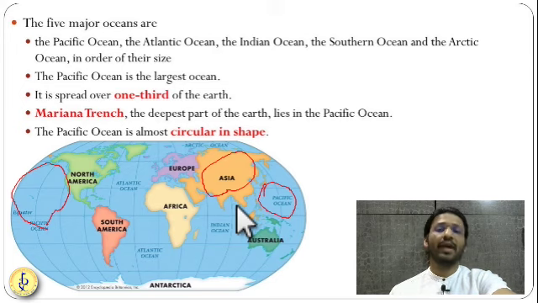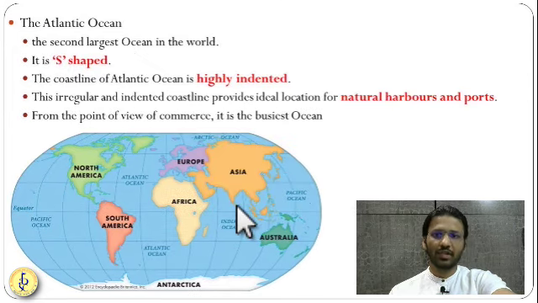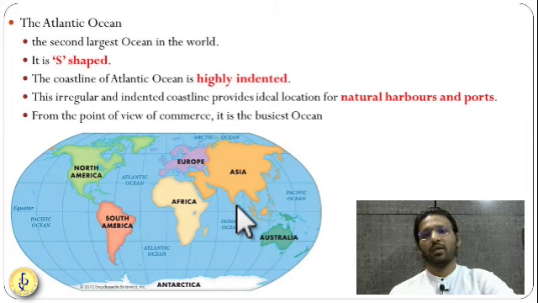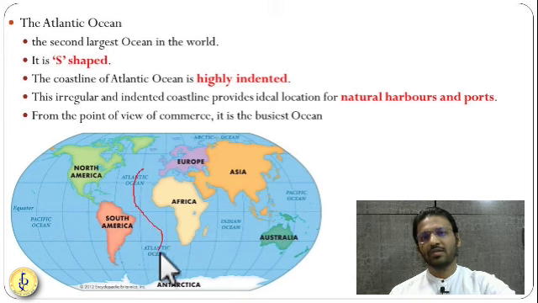In the Indian Ocean we also have a deepest trench, which is known as the Sunda Trench. That we'll see in the next chapters whenever it comes. The next important ocean is the Atlantic Ocean. If you see on the screen, this ocean is S shaped. So the shape of the Atlantic is an S shape.